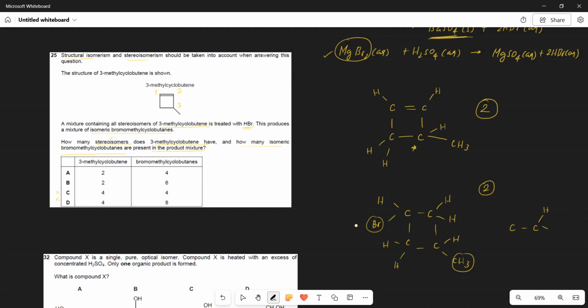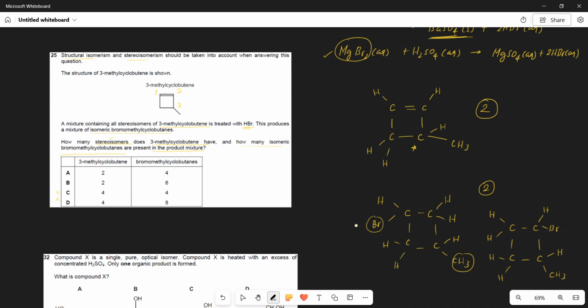If suppose I am having carbon, here I am having the bromine attached. It's a little tough to visualize. Try to visualize. Try to use some molecular models if you have. Otherwise, use some animations that may help you.